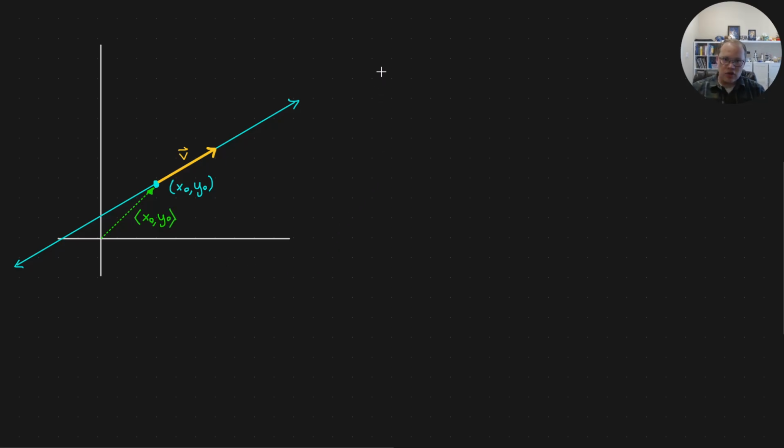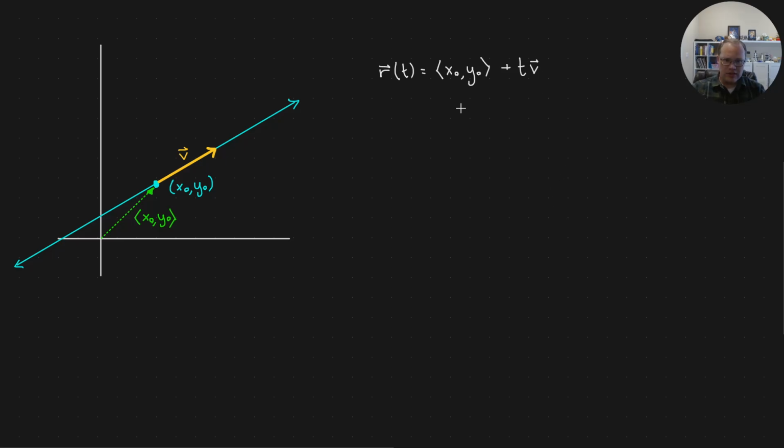Okay, and so for the equation of a line not centered at the origin, you just have to get to a point on the line first. So in 2 dimensions, maybe we go to x naught, y naught. Okay, that gets us to the point on the line. And then once I'm on the line, I can stretch my direction vector back and forth. So then I go t times that direction vector.